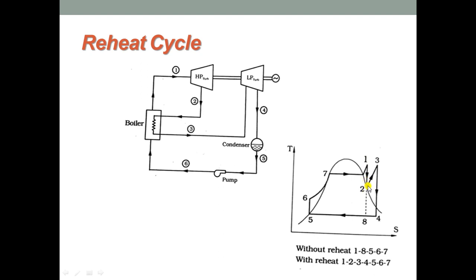The steam at condition 2 is taken out from the high pressure turbine and is reheated in the boiler once again. You can see here, the reheating is taking place in the boiler itself, and it is expanded in the low pressure turbine from point 3 to point 4. The superheated steam at condition 3 leaves the boiler and enters the low pressure turbine, where it is expanded to the condenser pressure.